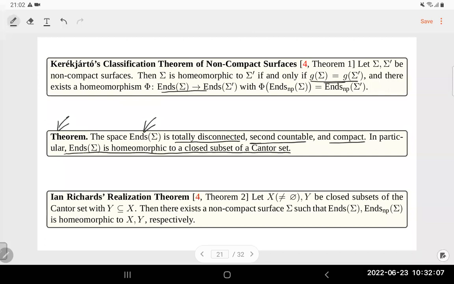Well, so here is the Ian Richards realization theorem. It says that if you are given two subsets X and Y, X is certainly non-empty, and Y may be empty, Y may equal X. But X and Y both are closed subsets of the standard Cantor set, and Y is contained in X. Then there exists a non-compact surface sigma such that the end space of sigma is X and the non-planar ends is Y. So if you are given two closed subsets, one contained in the other, then you can realize these two subsets of the Cantor set as the space of ends and non-planar ends of some surface. That is the realization theorem.